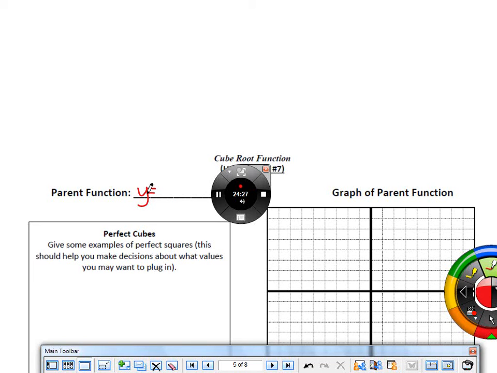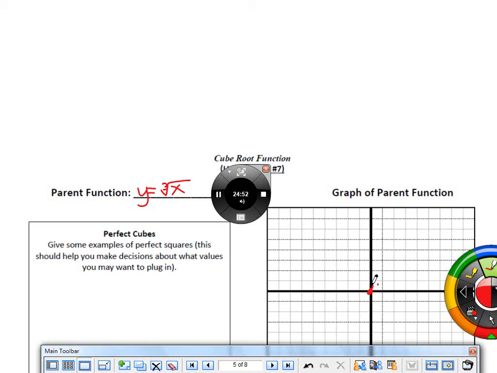So the cube root is going to be just that, the cube root of x. Remember how with the square root we were really careful to plug in which numbers we want to plug in? With the cube root, it's just as bad. So I could choose 0, and if I plug in 0, what's the cube root of 0? 0. Okay, so I'd plot 0, 0.